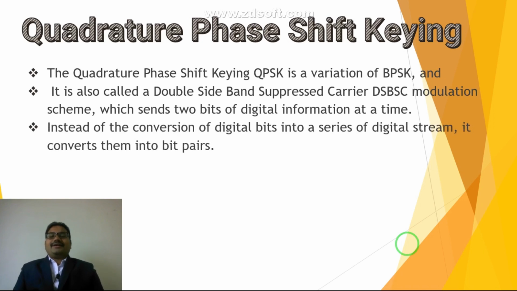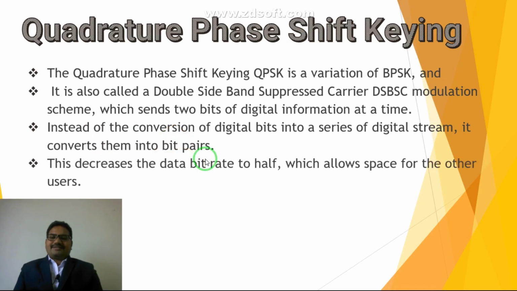So instead of converting these digital bits into a serial digital stream, we are converting them into what? Bit pairs, which is going to decrease what? The data bit rate to half. And when this data bit rate is reduced, it allows space for other users also. This is the advantage of QPSK.